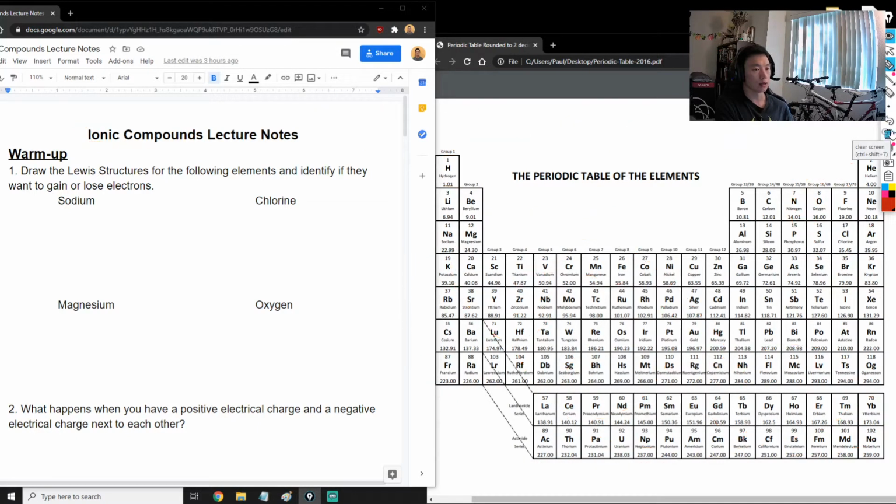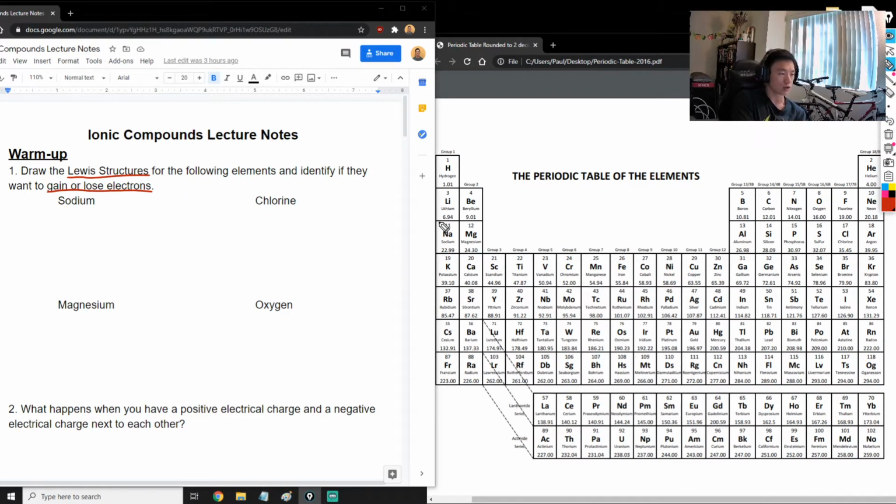Okay, so before we get started, let's do a little bit of review. So let's start with drawing the Lewis structures because we're going to be drawing those a lot today. So we're going to draw the Lewis structures for the following elements, and then after that we're going to figure out if they want to gain or lose electrons. So let's just go through all of them and figure those out.